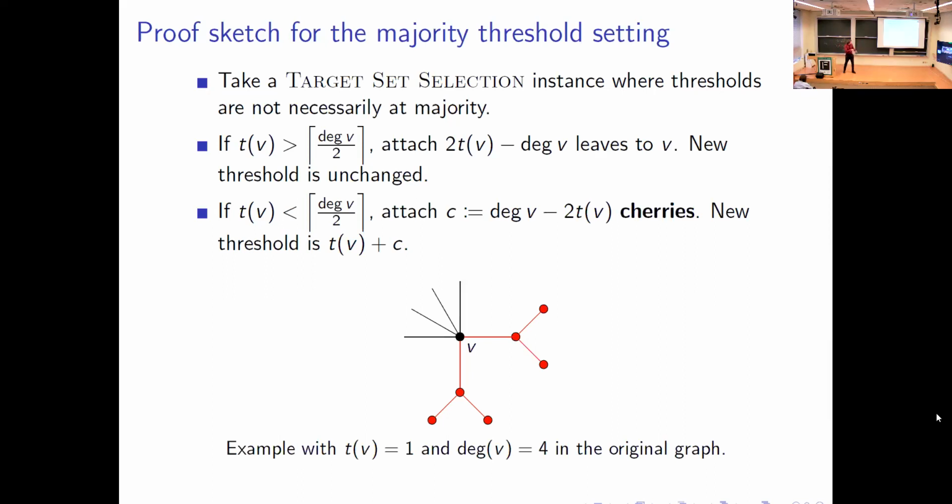Okay, so let me show you the example. For example, if I have a threshold 1 and degree 4 in the original graph, then I will add these two gadgets, and the idea is that in every cherry, a vertex has to be activated from the initial target set, and this ensures that basically the activation process doesn't change in the original graph. And with a slight change, now we have a majority threshold, so this setting is still hard. And you can imagine that, of course, I can do it in a way such that the graph remains planar.